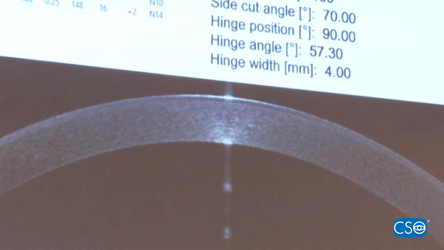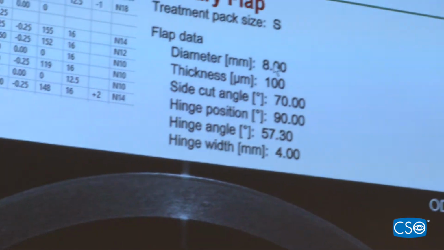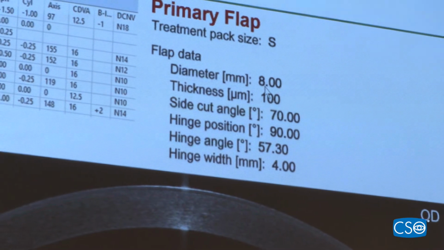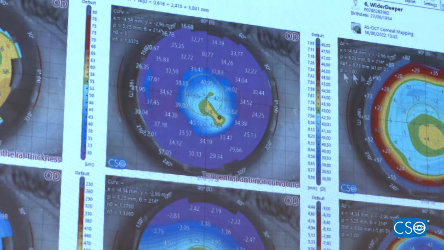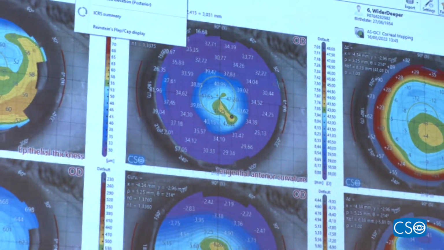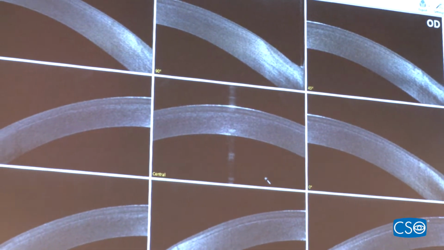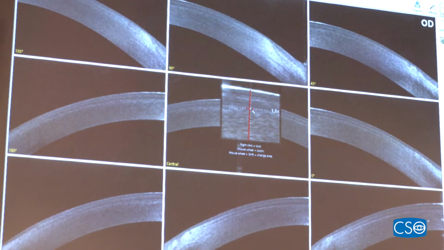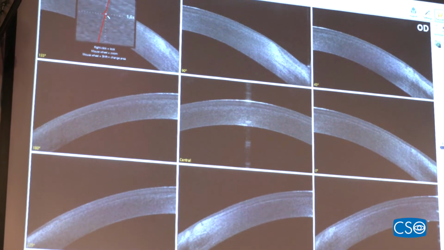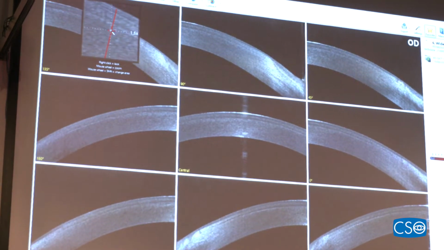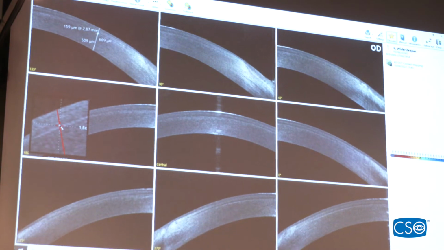So the primary flap programming was a 100 micron flap in an 8mm diameter. So it's somewhere in there, right? I'm going to go to the software now, and we're going to look at the display. You can see that there is this hypo-reflective zone. You can make this window larger or smaller by holding the Shift key, and I'm going to map it around here.